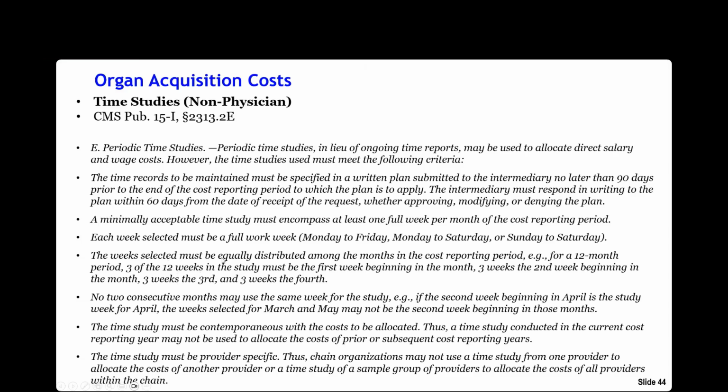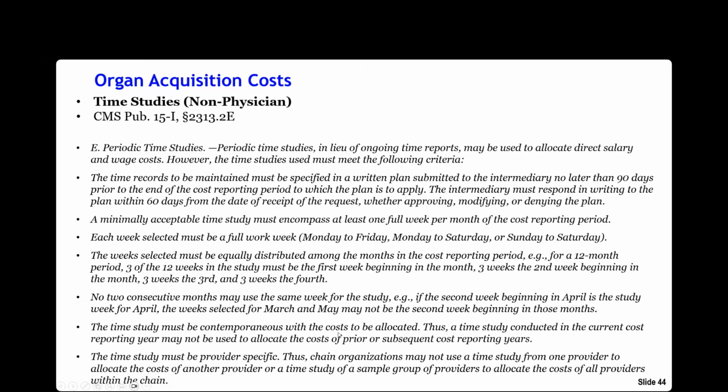The weeks selected must be equally distributed among the months. So, for example, on average, 3 of the months have to be using the first week, 3 have to be using the second week, 3 have to be using the third, and so on. Here's another interesting detail. No 2 consecutive months can use the same week of the study. I'm not sure what the reason was there, but if you use the second week in April, you can't also use the second week in March or May. So you have to use first, third, or fourth in March and then something else in May.